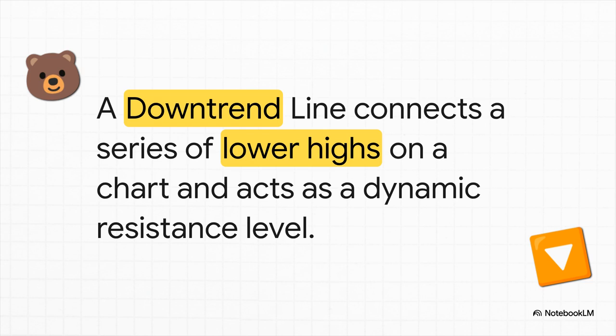The market makes lower highs. The line connecting these highs is called a downtrend line. This line acts like a moving ceiling, or what we call dynamic resistance. And you'll often see the price hit this line and then fall back down again.